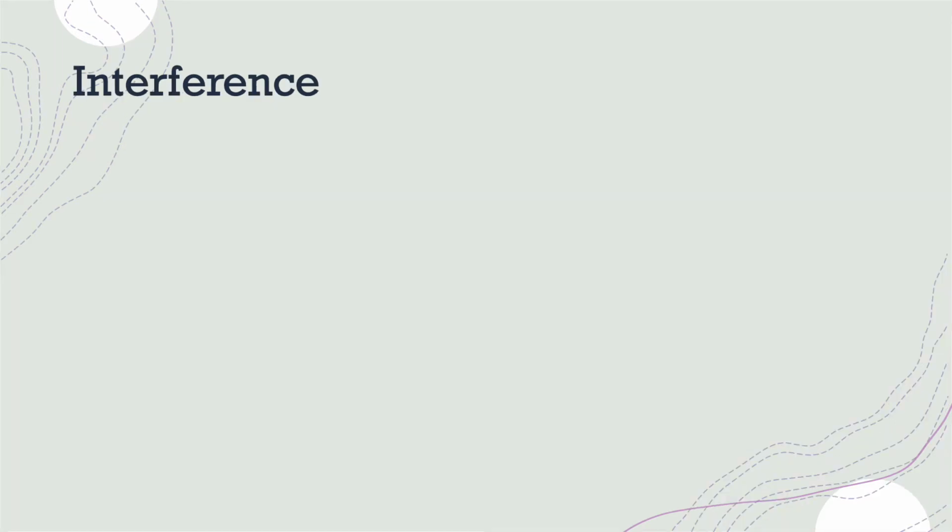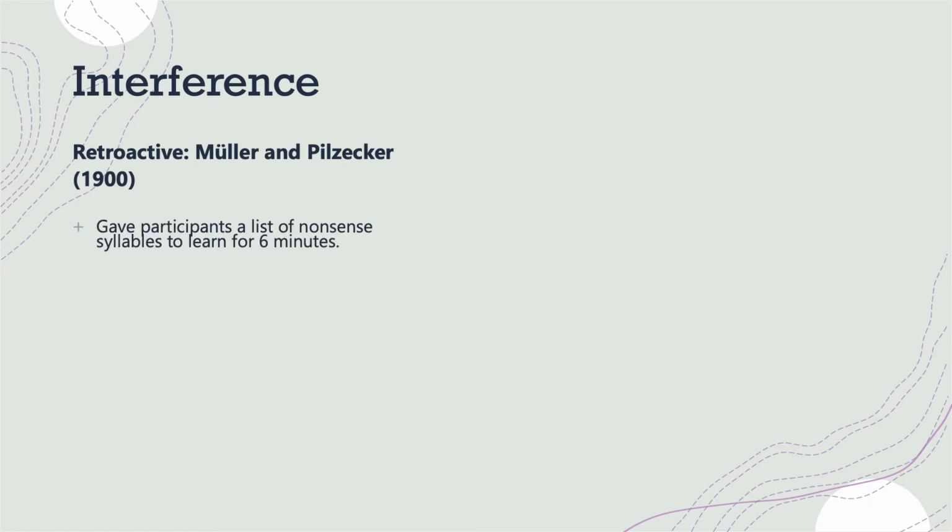There's more research on retroactive and proactive interference. The first one we're going to look at is Muller and Pilzecker, who tested retroactive. So I'm just going to give you a brief overview and hopefully you'll remember it as I talk to you about it. Muller and Pilzecker gave participants a list of nonsense syllables, so basically words that looked like words but weren't words, and they had to learn them for 6 minutes.